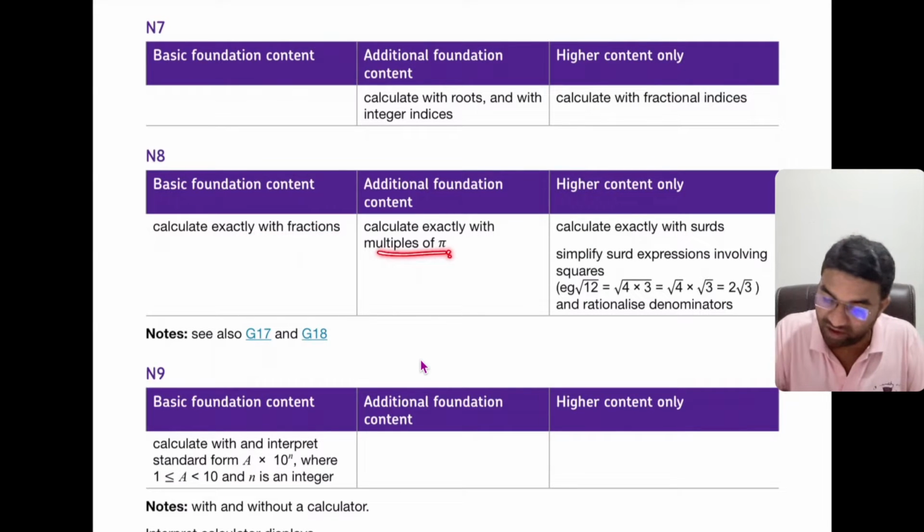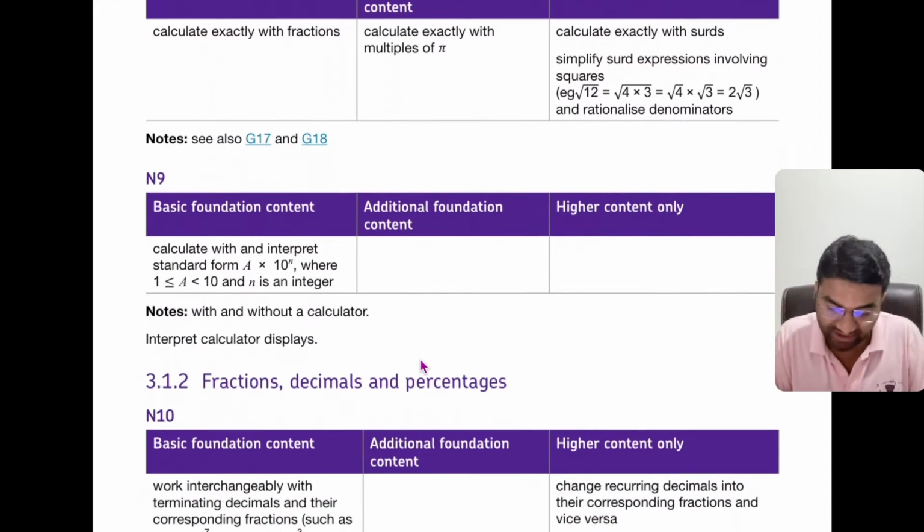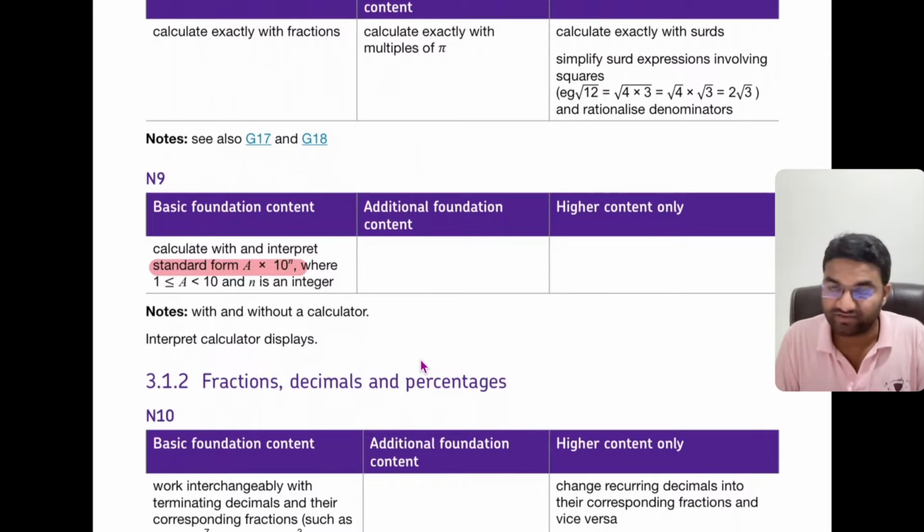Then multiples of pi. Okay, then for higher grade students, actually they have a third expression. Fine. We have to write in the standard form, A times 10 to the power of n, meaning 5.2 times 10 to the power of 6 and things like that. And this A lies between 1 and 10.